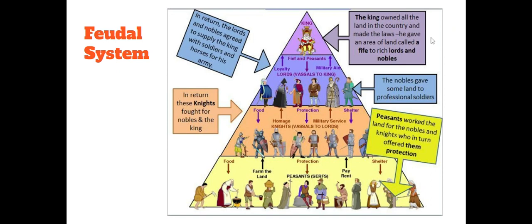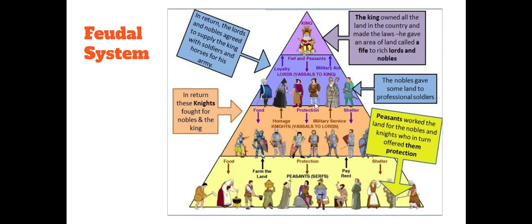So what the king needs to do is get help from other rich people. So what does he do? He gives them some land. And in exchange, the king says, I'll give you this land, but you have to promise to fight for me. You have to give me some soldiers for my army when we're trying to fight against outsiders.